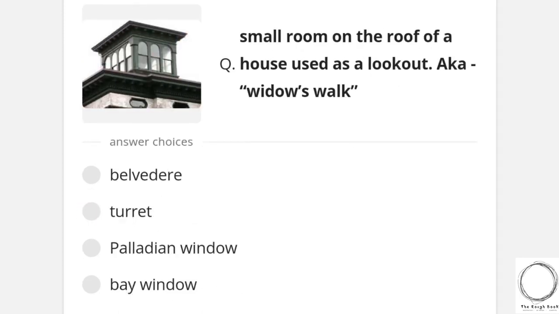Moving on to the next question, a small room off the roof of a house used as a lookout, aka widow's walk. And the options are belvedere, turret, palladian window and bay window. So the right answer is belvedere.